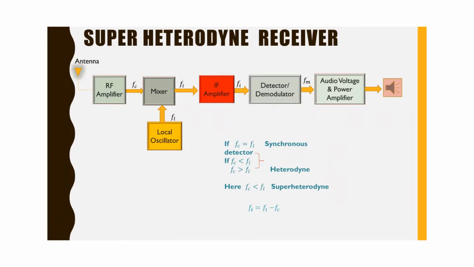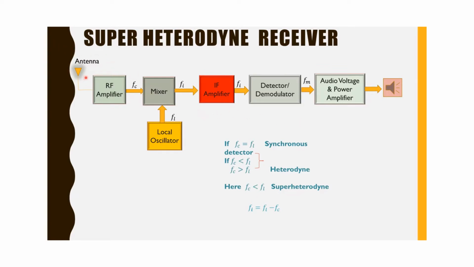So students, this is the block diagram of the superheterodyne receiver. There are mainly 5 stages. First stage is RF amplifier, second stage is a mixer, third stage is IF amplifier. IF amplifier is intermediate frequency amplifier. Then there is a detector or a demodulator. And last stage is audio voltage and power amplifier. We will discuss all the stages one by one.